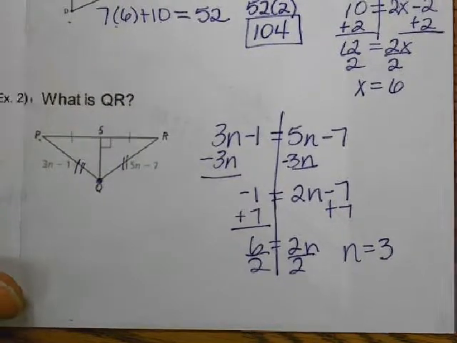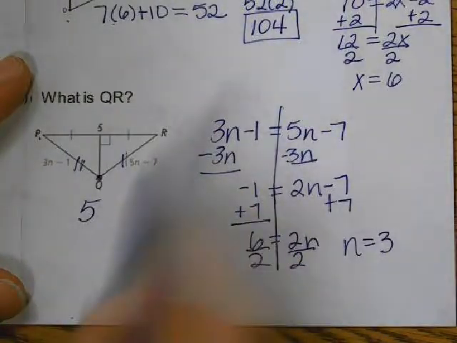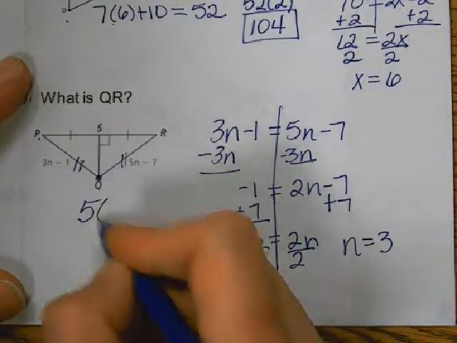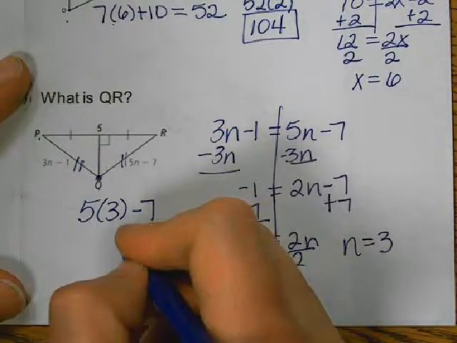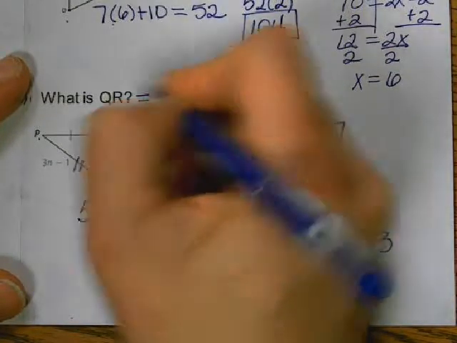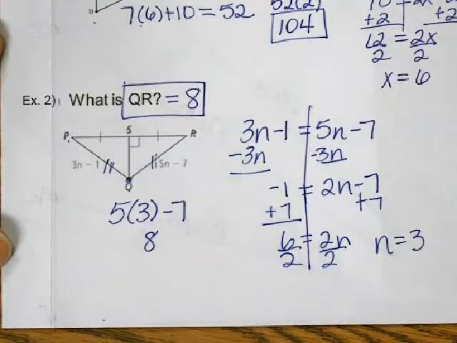Is that what they asked for? No, they asked for the length of QR. So let's plug it in. n is 3, so 5 times 3 minus 7. 15 minus 7, that's 8. So QR equals 8. Okay? Stuff is easy, right?